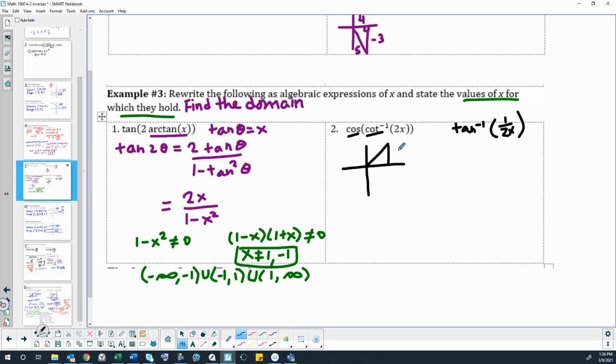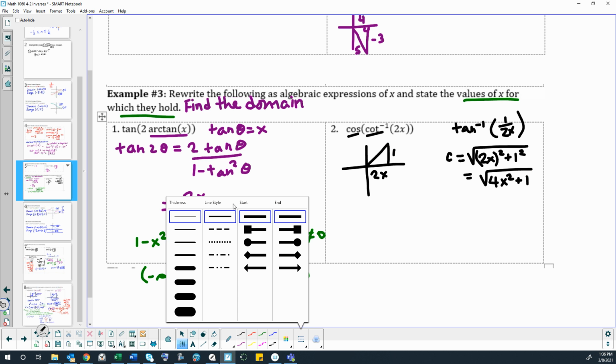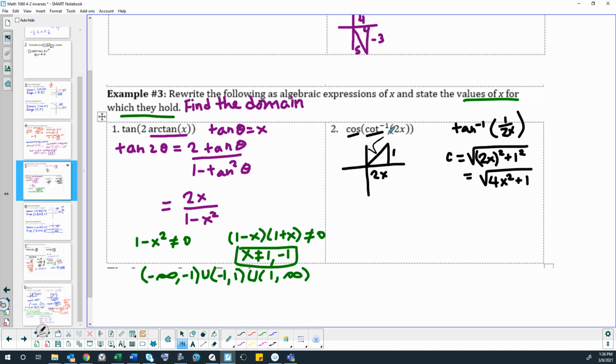Okay, so 1 over 2x, so that would be opposite over adjacent. Then to find the hypotenuse, we would do a squared plus b squared equals c squared. So c would be the square root of a squared plus b squared. So that would be 2x, that entire thing squared, plus 1 squared, which gives us the square root of 4x squared plus 1. So that's the hypotenuse that would go there. Okay, great. I guess I can write it in there if I make my pen a little smaller. Square root of 4x squared plus 1.